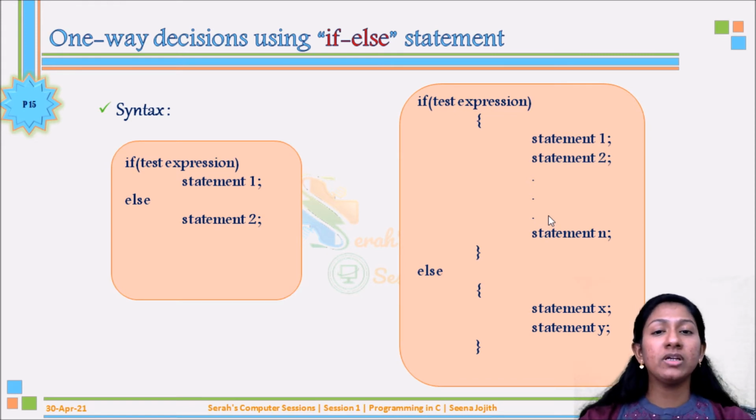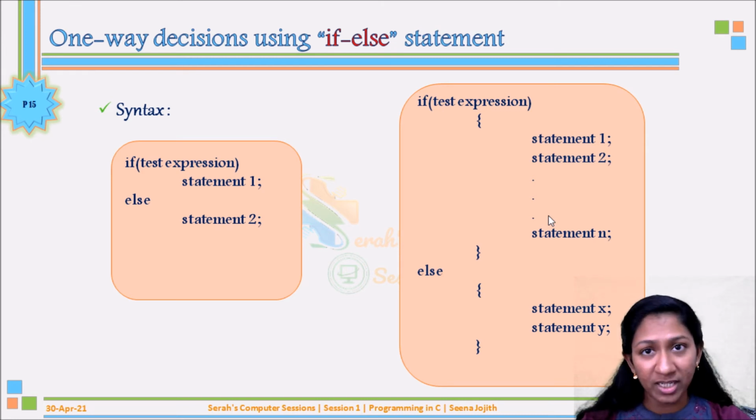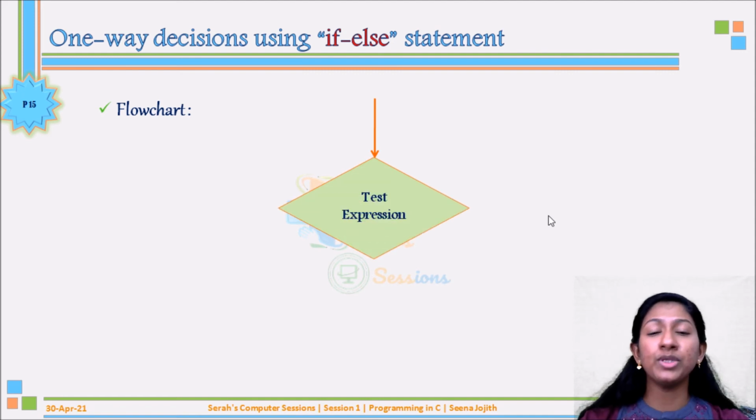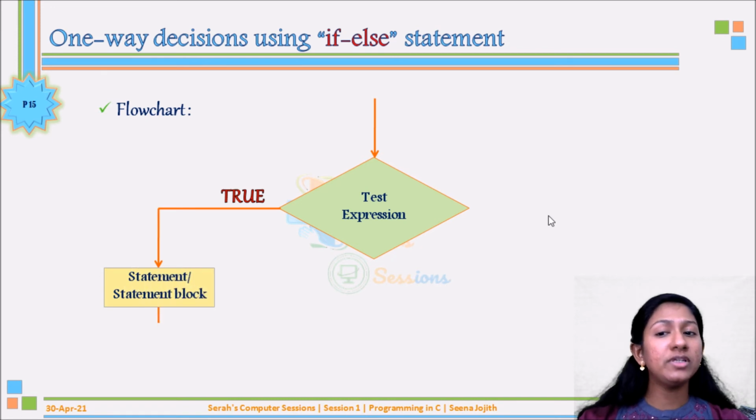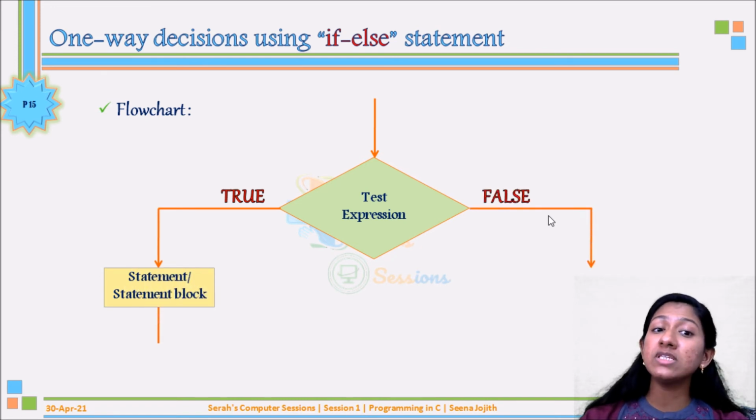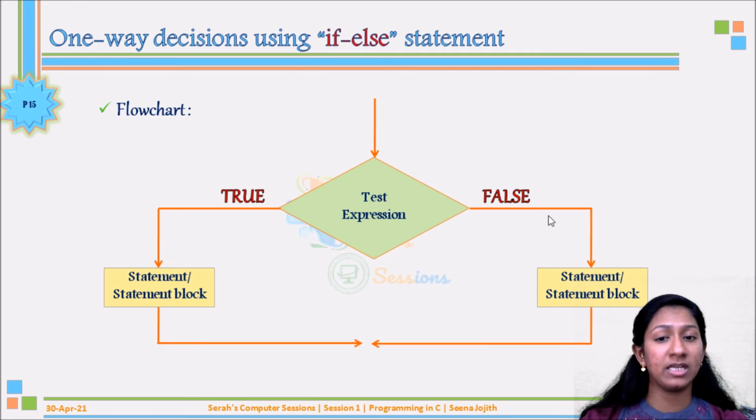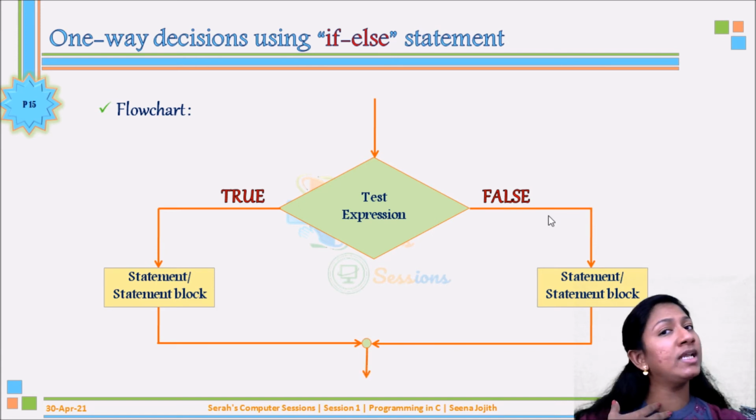You will understand the if else statement better when you do practical programs. Just studying theory will not be enough. So the flowchart: when you test an expression, you may get true or false. If it is true, one set of statements or statement block will be executed. If it is false, another statement block has to be executed. And the program continues till it ends.